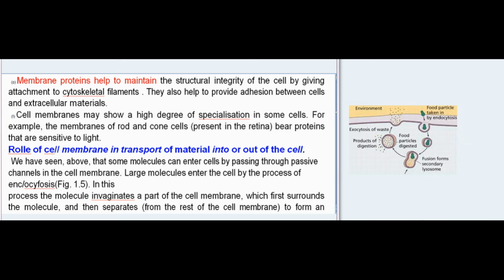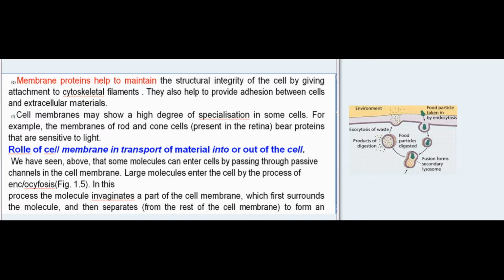Membrane proteins help to maintain the structural integrity of the cell by giving attachment to cytoskeletal filaments. They also help to provide adhesion between cells and extracellular materials. Cell membranes may show a high degree of specialization in some cells. For example, the membranes of rod and cone cells, present in the retina, bear proteins that are sensitive to light. Role of cell membrane in transport of material into or out of the cell.